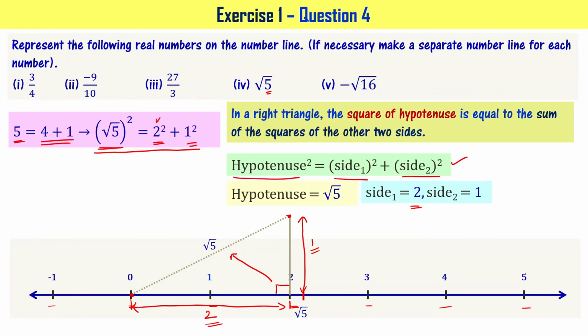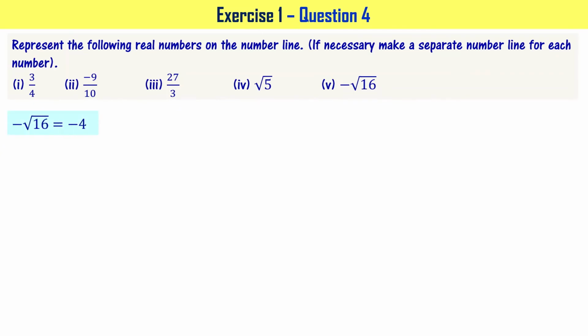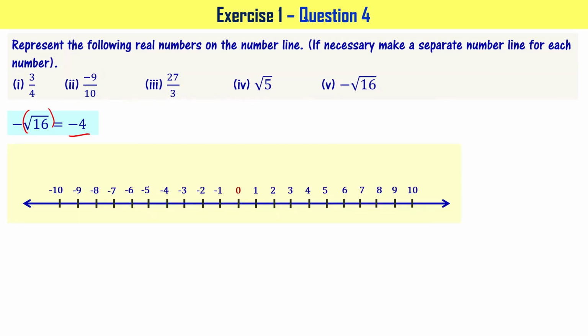Now let's look at the last part of the problem. That is, we want to represent minus root 16 on the number line, right? Minus root 16 can be written as minus 4. So root 16 is 4, right? If I keep the minus sign as is, root 16 is 4, we know. For that reason, I can write it as minus 4. We know minus 4 can be straight away represented on the number line, right? This is minus 4, right? Let me call this particular point as minus root 16. Got it?